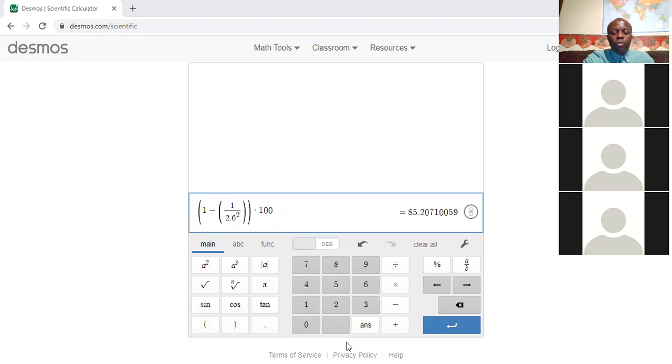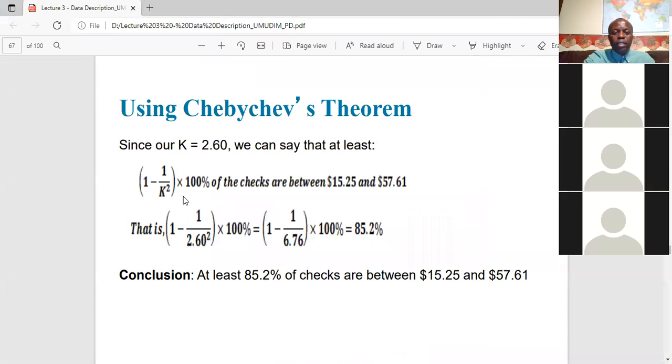Why do you square the 2.6? Because the formula says K squared, and 2.6 is the K. That's why you square it. Okay. So at least 85.2% of the checks are between $15.25 and $57.61. Any other question?